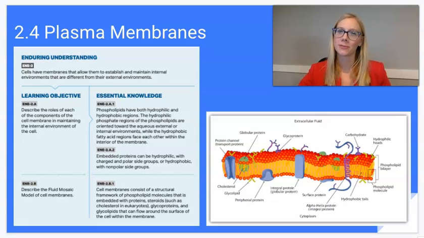Today we're going to talk about 2.4, which has to do with the plasma membrane. Our main learning goals are going to be able to describe the role of the components that make up the cell membrane and their importance in their environment and their importance to the cell, and then to just describe the fluid mosaic model of the cell membrane and talk about how it's put together and why it functions the way it does. All right, let's go.